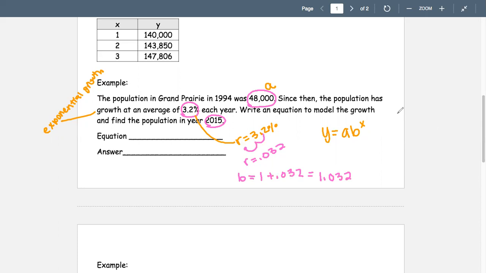So I have the A, and I have my B value now. So then someone different tell me my equation. Perfect. So 48,000 times 1.032 to the power of x. Awesome. Now let's answer that question. What would the population be in 2015?